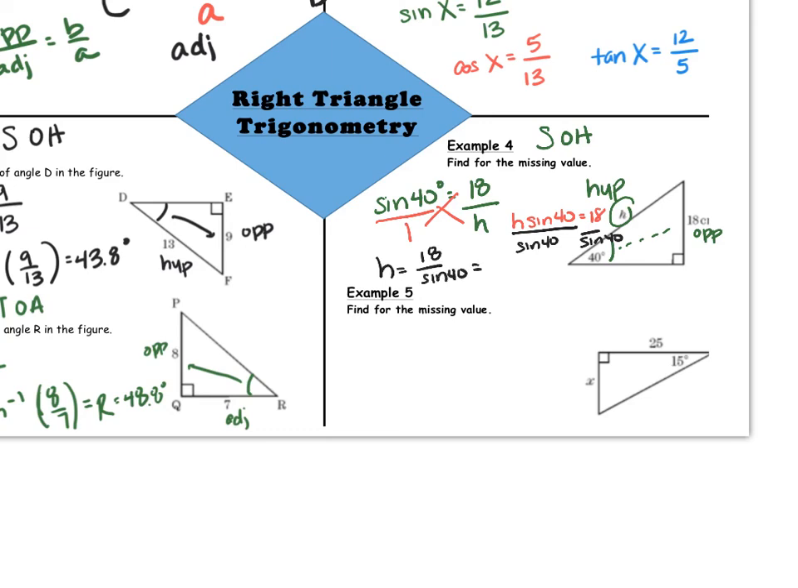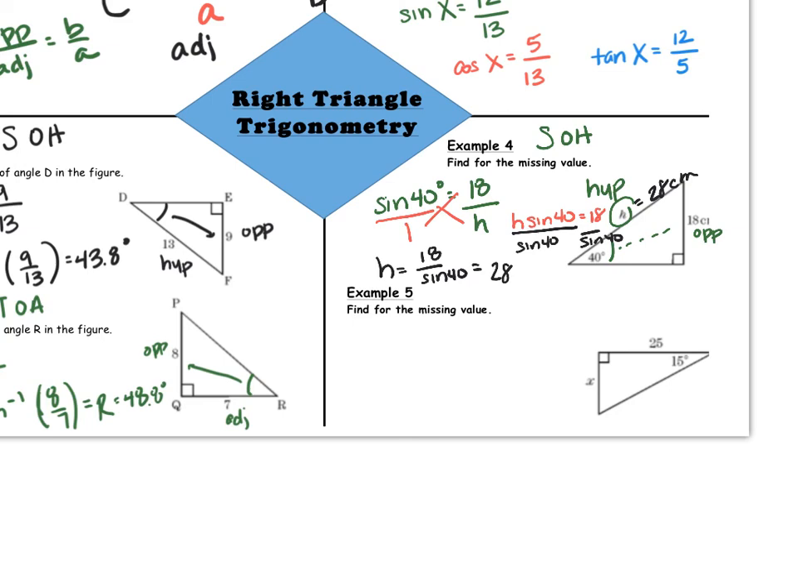You plug this in your calculator, you get a value of 28. So the h value, or this hypotenuse, is 28, looks like centimeters. You give example 5 a try now. Pause the video and come back.